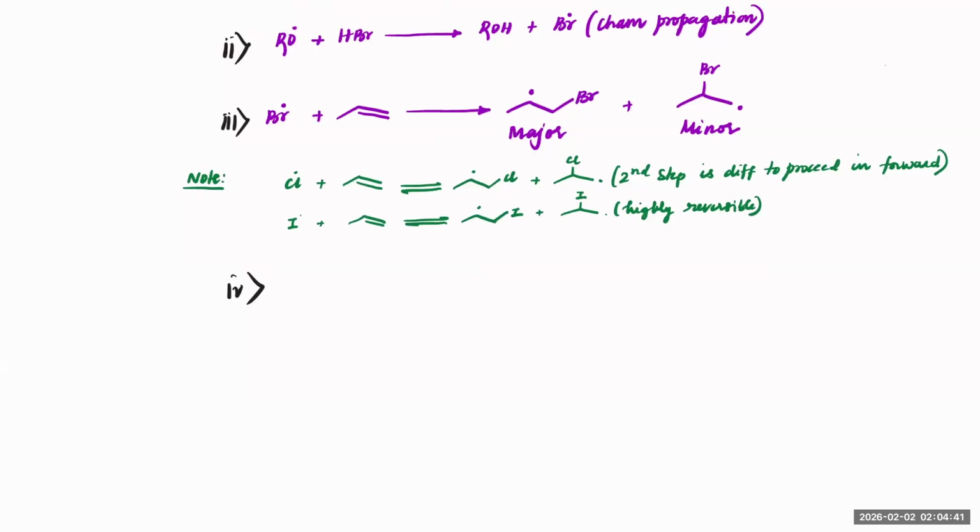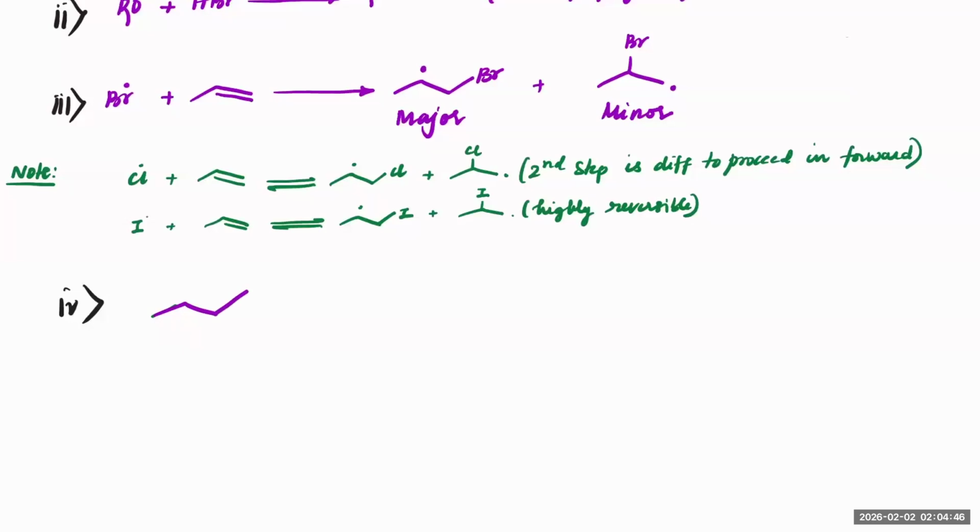And once you get this here, let me explain the complete mechanism. So the fourth step is, this is the stable radical. I'm directly writing the stable radical. Then again, it will react with HBr. As it reacts with HBr, H will come here and Br dot will go here.